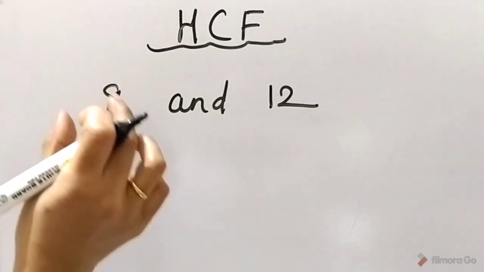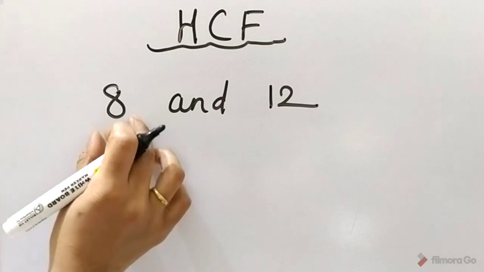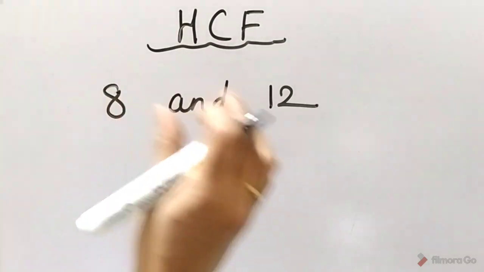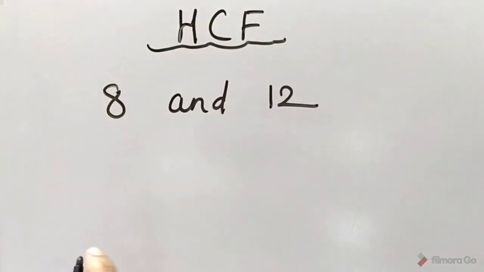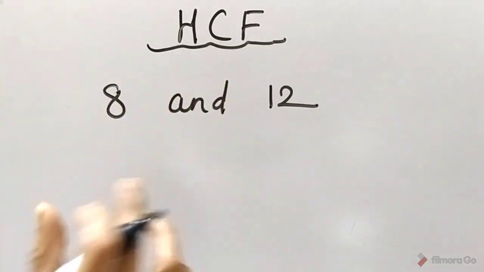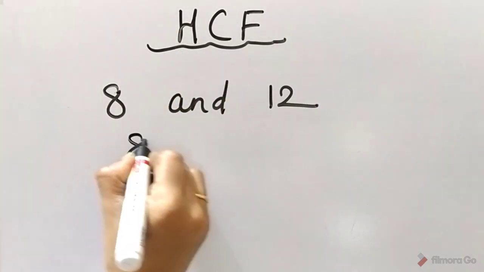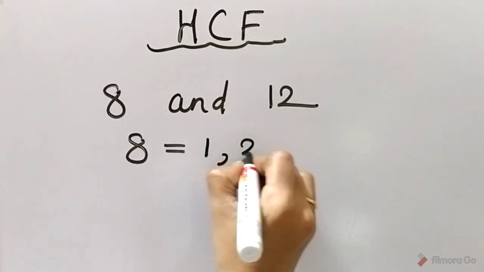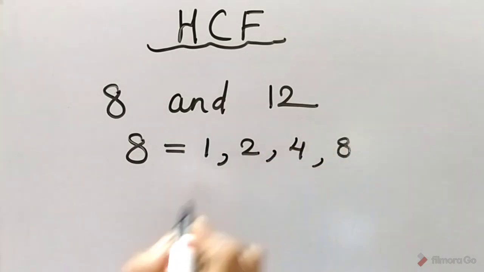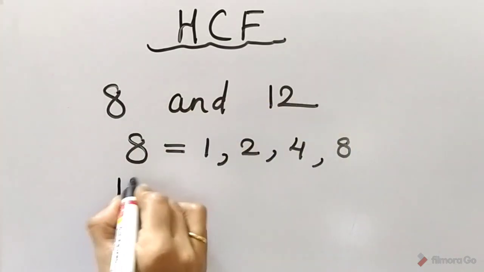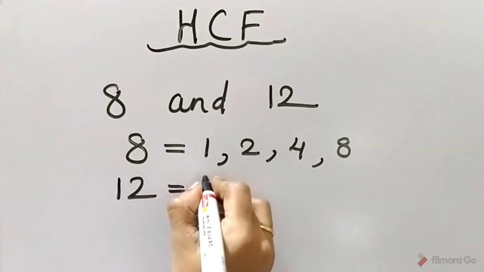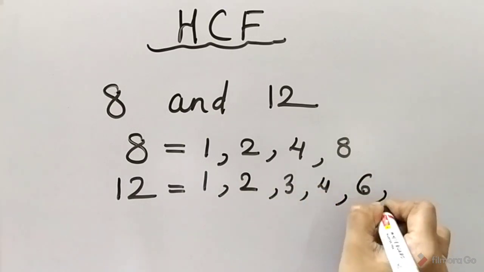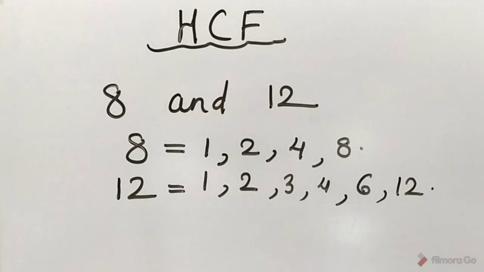For that you have to just note down the factors of 8 and factors of 12, and from both the factors you have to find out the highest common factor. That will be your HCF for the given numbers. Now let's see what are the factors of 8. What are the factors of 8? 1, 2, 4 and 8. Now just write down the factors of 12. What will be the factors of 12? 1, 2, 3, 4, 6 and 12. These are the factors of 12.